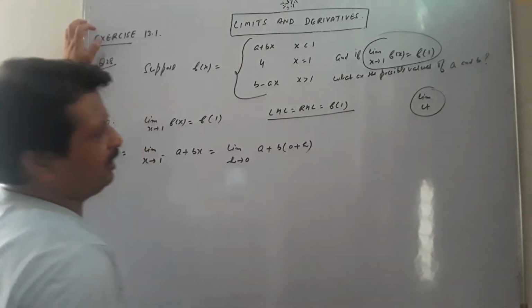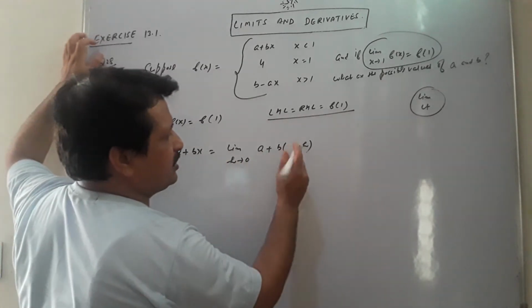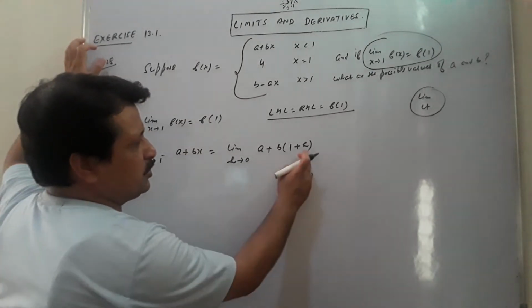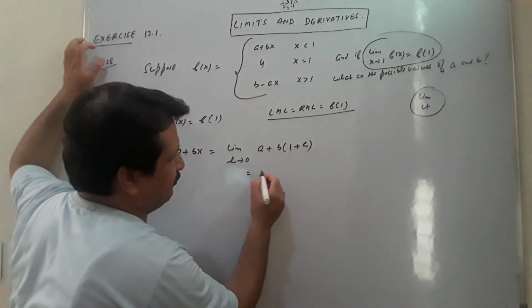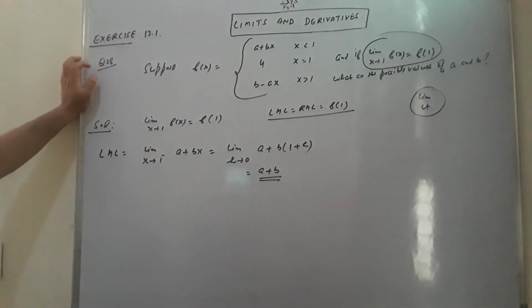Here we have x tends to 1, so here it is not 0, here it is 1 minus h. So while h tends to 0, it will come as equal to 0, and from here we will get a plus b. This value will come then, students.